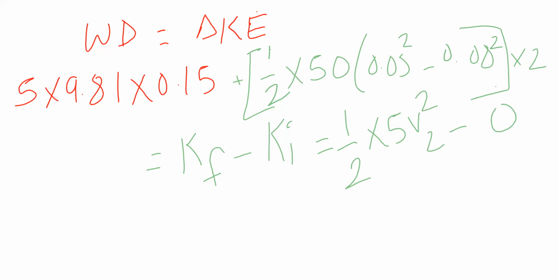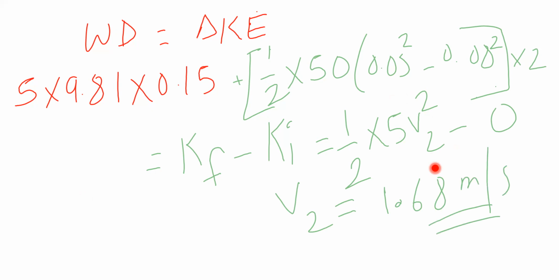From there, we have only one unknown, and that unknown is v2 that we need to find out. If you solve this equation, you can get the value of v2, and that will come out to be 1.68 meters per second. By this way, we can solve this numerical. In the next video, we will solve some other numericals based on the work energy principle. Okay, thank you.